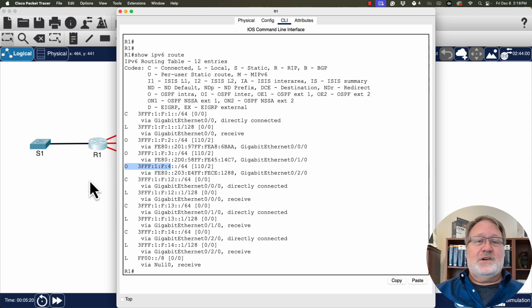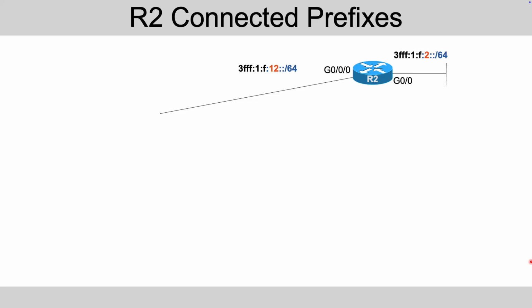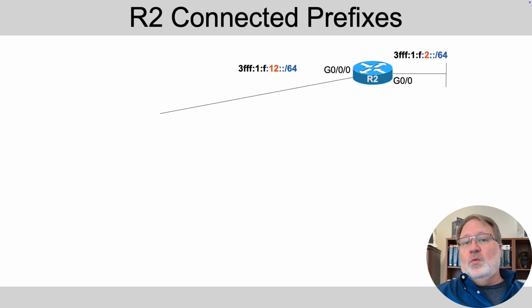And next we'll take a look at router R2. With router R2, it has that one right-hand LAN interface connected to subnet 2, and its one WAN interface connected back to router R1 connected to subnet 12, so it should have 2 connected subnets, with the other 5 subnets showing up as OSPF routes. Let's see if that's what it shows in the routing table.